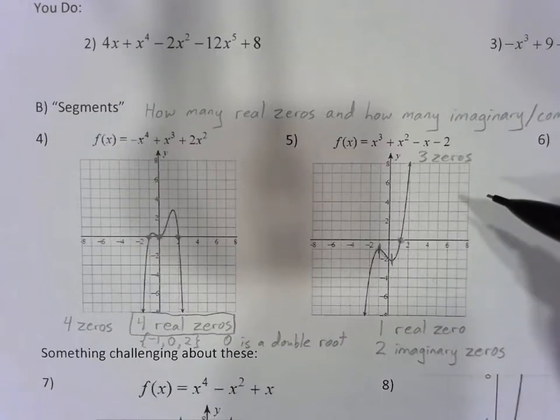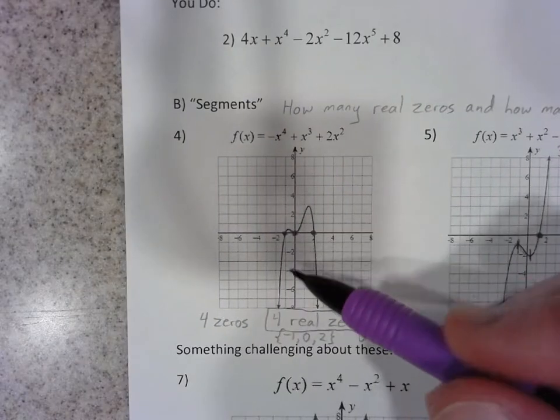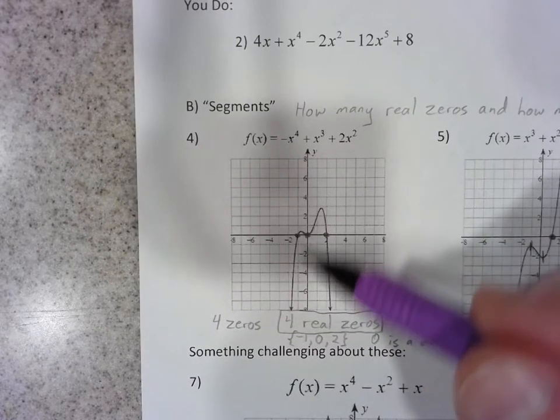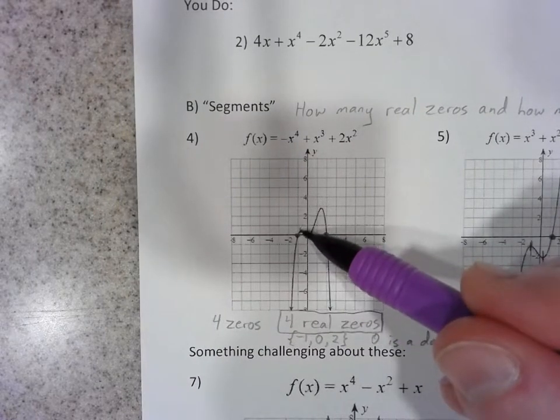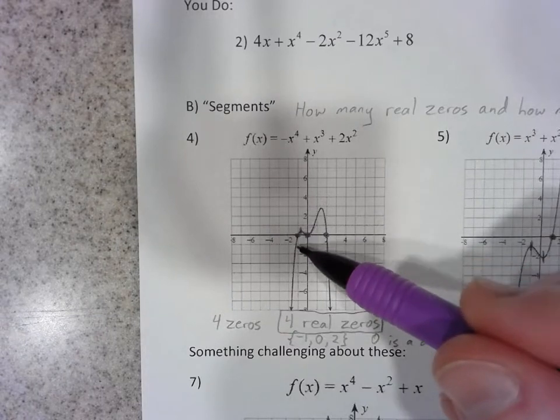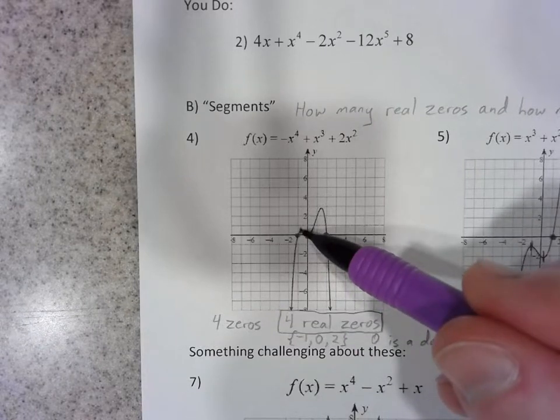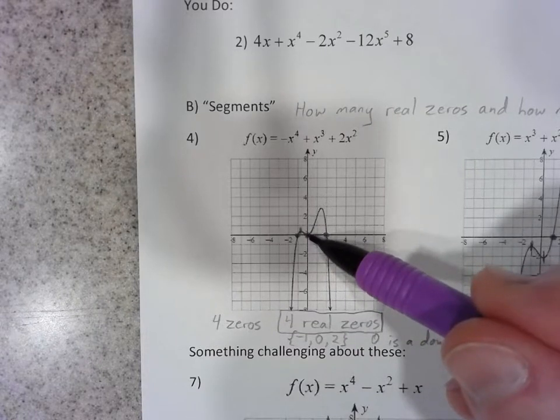If we look back and see how that applies to this first graph, number 4, it goes up and it crosses the x-axis before it gets to that top point. So there's one real zero there. Then it comes down and touches, and so where it touches, that counts as a real zero.